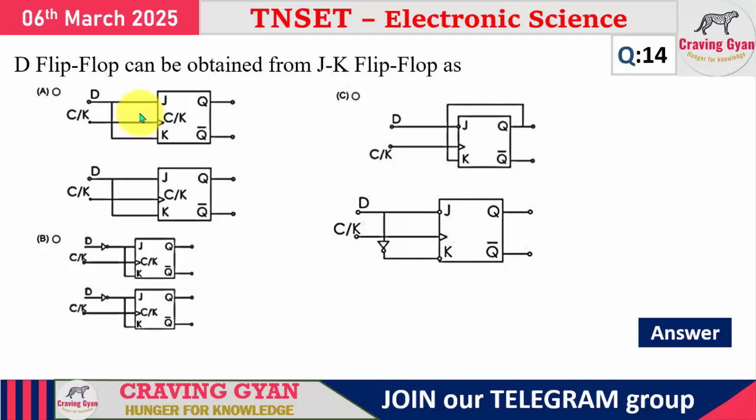In the 14th question, they are asking how the D flip-flop can be obtained from a JK flip-flop. You are going to connect a NOT gate, that's it. You connect a NOT gate and then realize it from the JK flip-flop. In the case of a T flip-flop, you make use of J and K shorted.